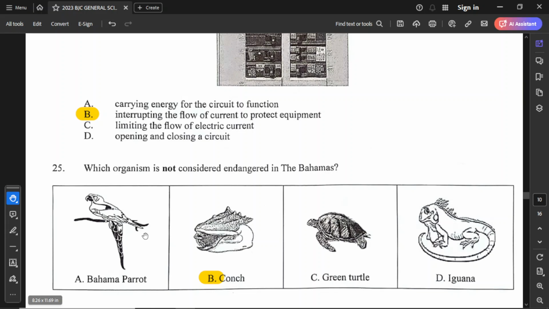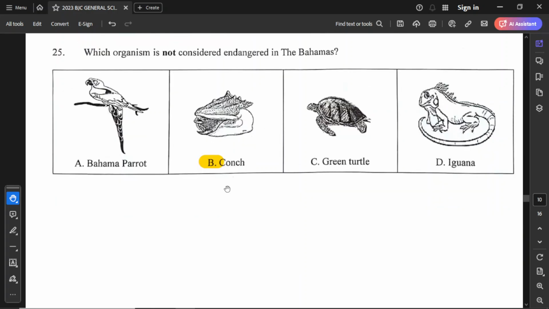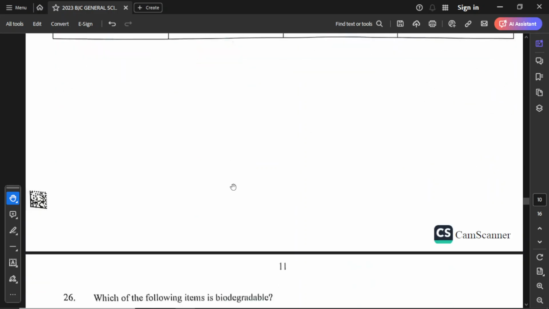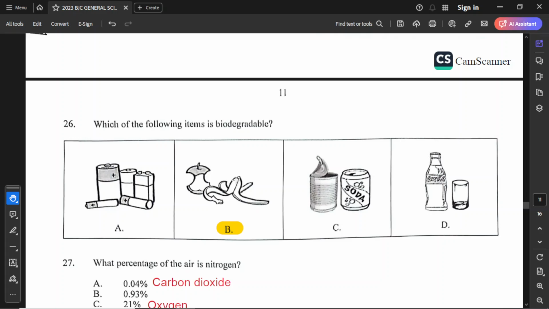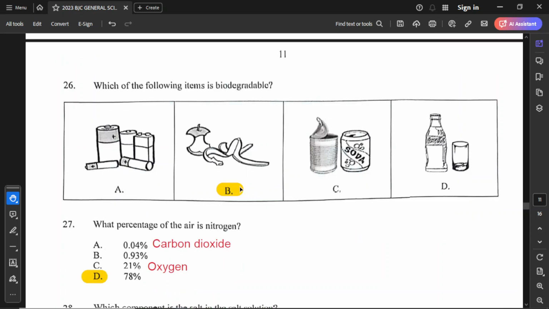All right, question number 25. Which organism is not considered endangered in the Bahamas? And that is the conch. We have conch in abundance. All right, 26. Which of the following items is biodegradable? The apple remains and the banana peel, those are biodegradable. So definitely B is the correct answer.